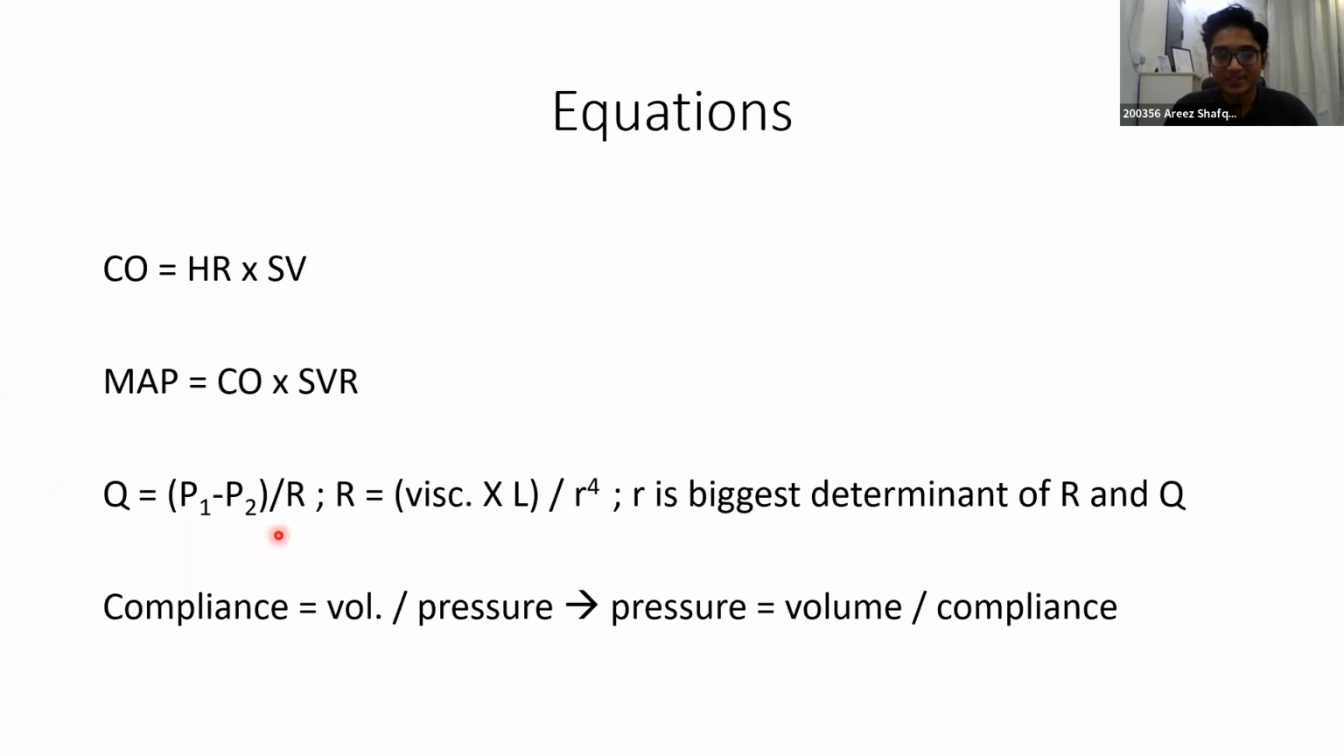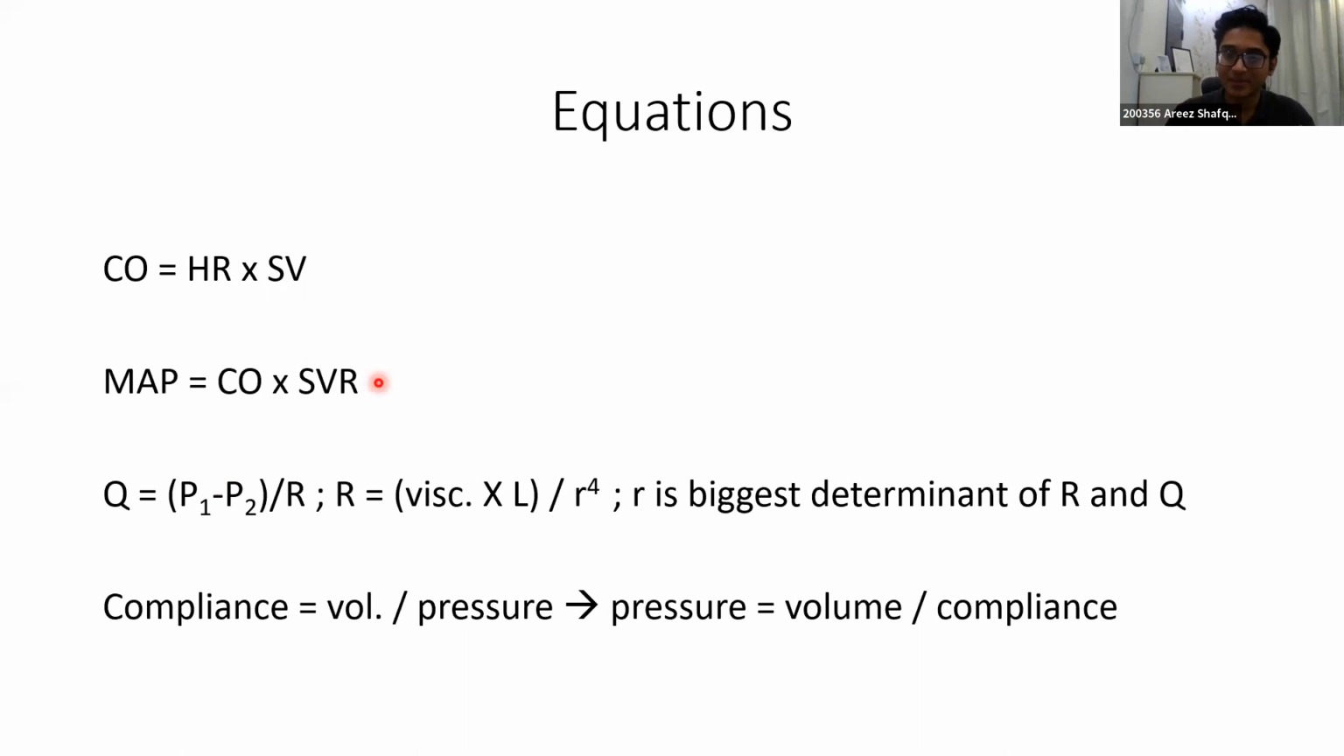let's start with this third equation, okay? This is called Poiseuille's law. This is flow Q. Flow occurs down a pressure gradient. P1 minus P2 means the pressure gradient. P1 is upstream pressure, P2 is downstream pressure, and flow occurs from P1 to P2, okay? So flow occurs down a pressure gradient. If I have a tube, this is upstream pressure, this is downstream pressure. Flow will occur this way from P1 to P2.